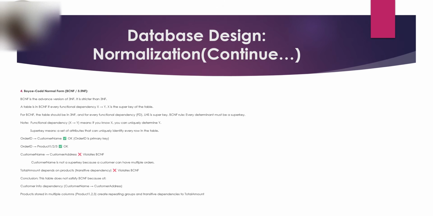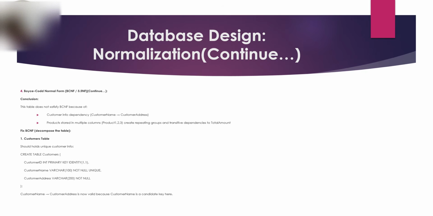Total amount depends on the product, a transitive dependency, which violates BCNF. Conclusion: this table does not satisfy BCNF because of the customer info dependency, where customer address depends on customer name, and because the products are stored in multiple columns, product 1, product 2, product 3, which creates repeating groups and transitive dependencies to the total amount.